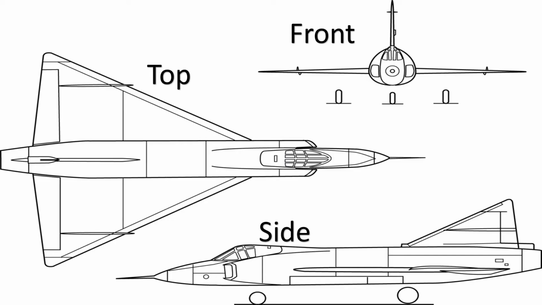So here is the plan form of the YF-102. As you can see, the lines of that fuselage are very straight, and we're going to see that that causes problems in the long run.